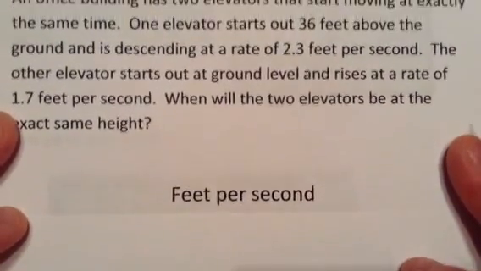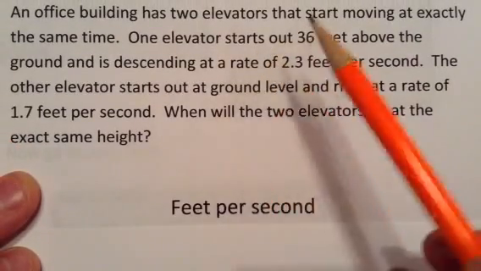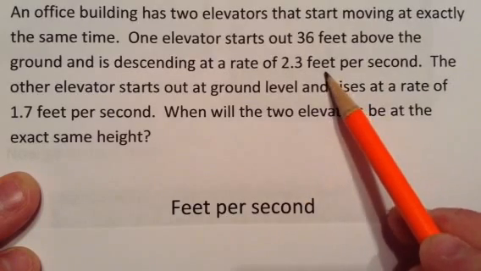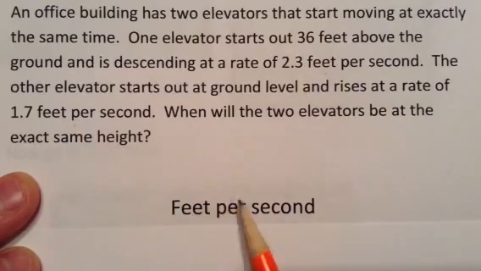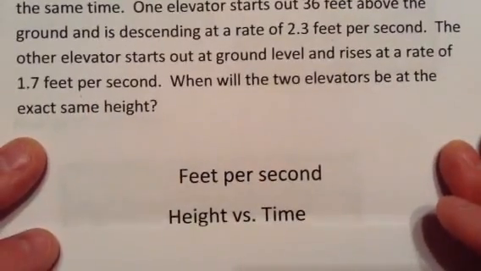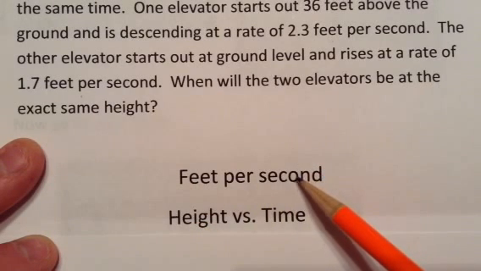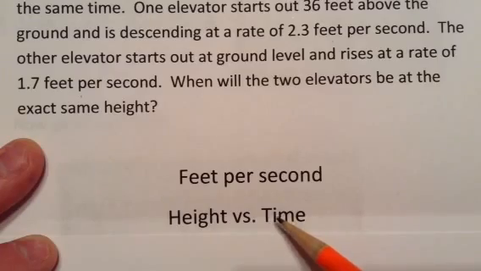The rate in both of the elevators is feet per second. So you notice in the first elevator there's feet per second, and when we talk about the second elevator there's feet per second there. Well, feet is height, and seconds is a unit of time. So we're really comparing height and time.